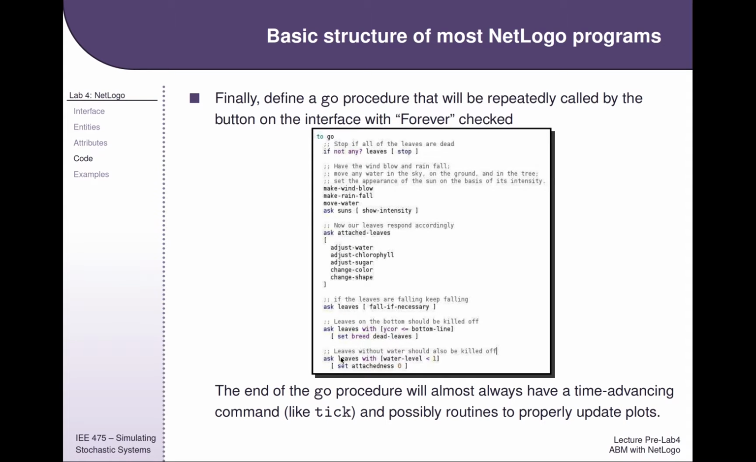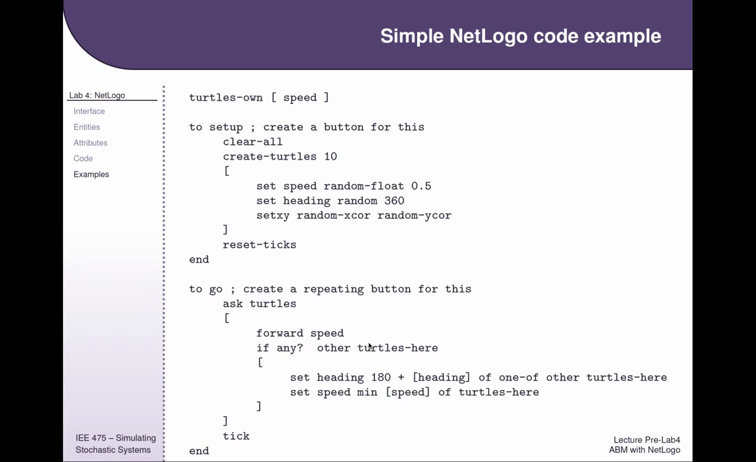Likewise, they can also isolate leaves with a low water level, and when their water level gets sufficiently low, that's when they detach on their way to death. And so, just by setting their attachedness to 0, they're not actually detached yet, but they'll fall, and eventually the outcome of the fall is that they'll hit the ground and then be dead. So that all happens in one instant of the go.